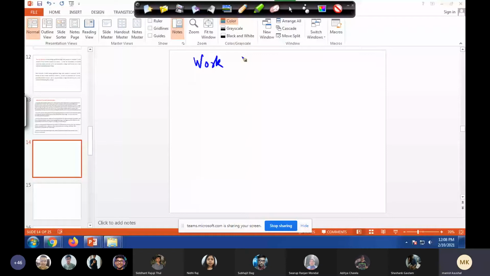So work reservoir. First, how do we define a thermal reservoir? Anyone? Let's say Ayush, how do you define this thermal reservoir?